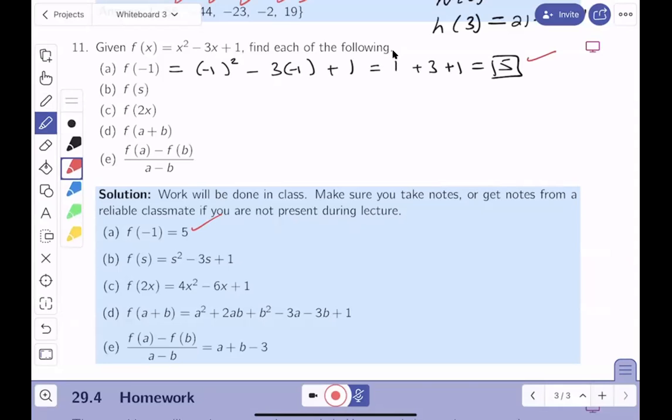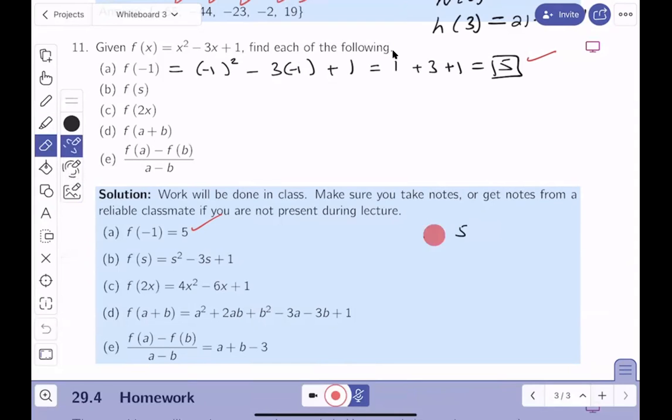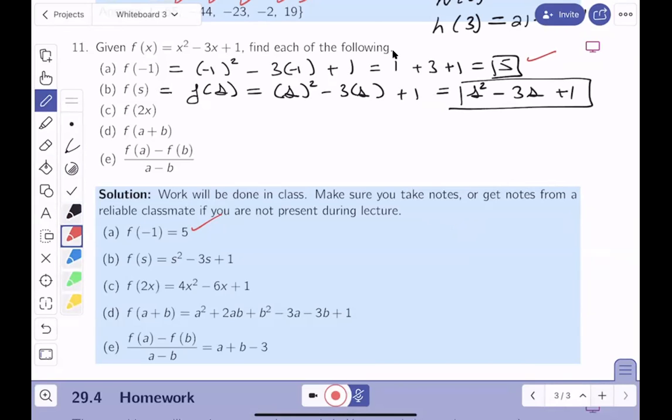All right. I got trouble with the next one. I'll tell you why. If I write the letter S down, it looks like the number 5. That's not good. So what I do instead is I use a cursive S. I'll put this down for you. So I write this down as F of the cursive S. Parenthesize the variable. And now plug in the cursive S. What do you get? S squared minus 3S plus 1. Bingo.